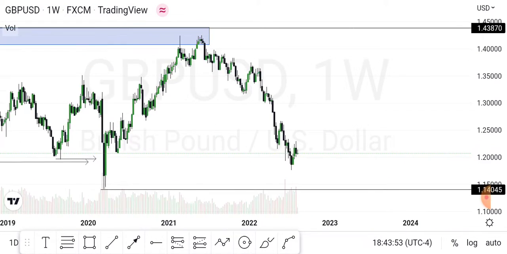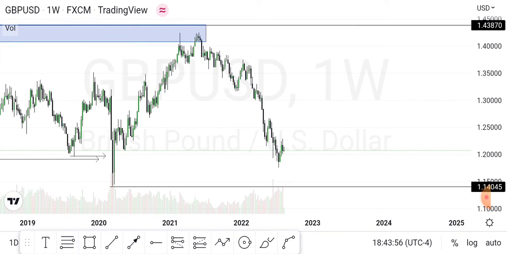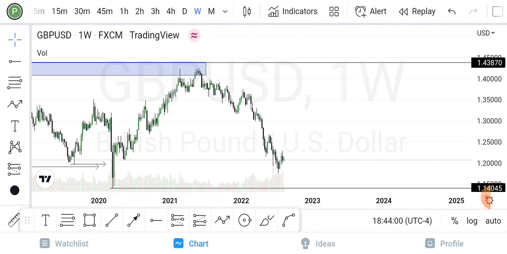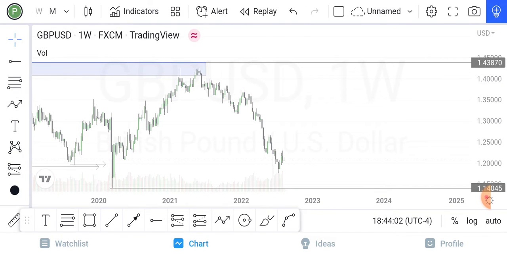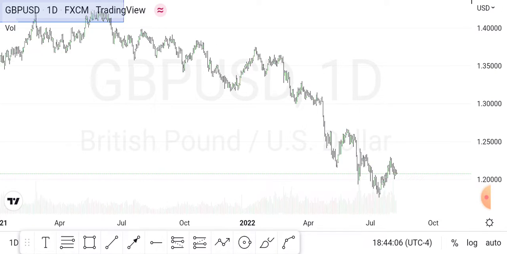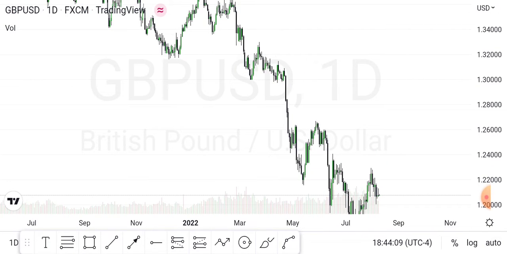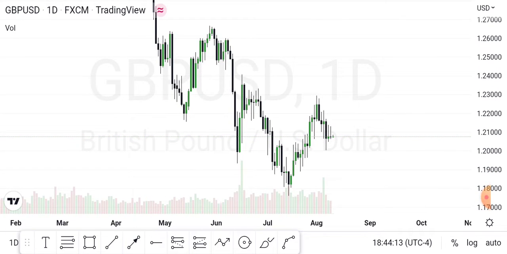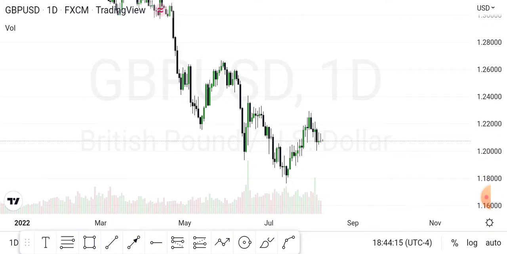We want to keep driving this price down, so we can shift to the daily and 4 hour, then we know where we are standing. So let's go to the daily now. In the daily we can see a huge downtrend forming lower highs and lower lows, and here we are now in the daily time frame.